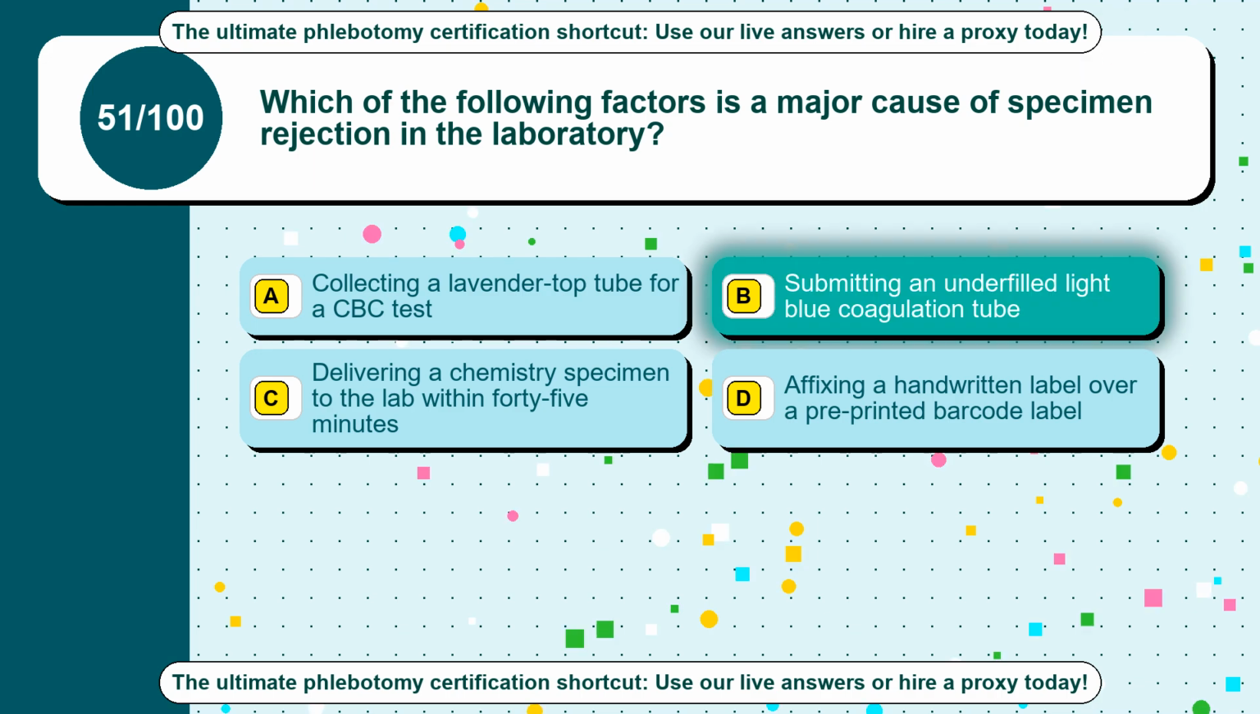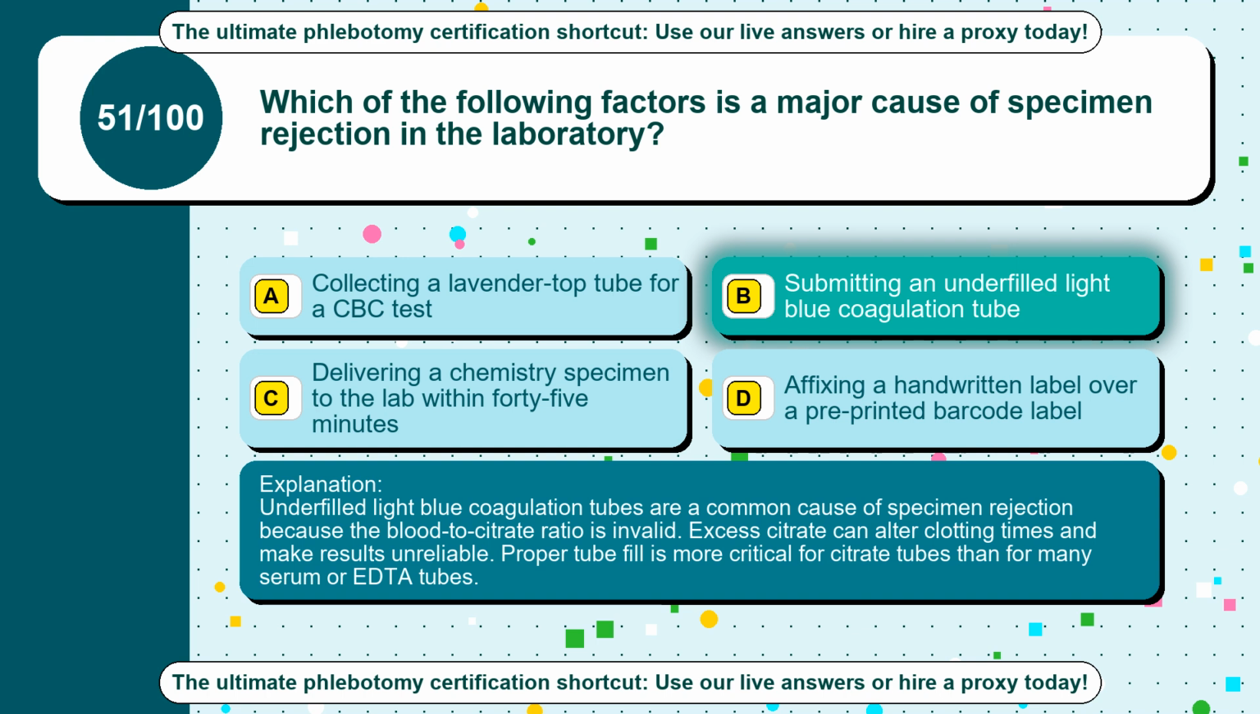The correct answer is option B. Submitting an underfilled light blue coagulation tube. Underfilled light blue coagulation tubes are a common cause of specimen rejection because the blood-to-citrate ratio is invalid. Excess citrate can alter clotting times and make results unreliable. Proper tube fill is more critical for citrate tubes than for many serum or EDTA tubes.